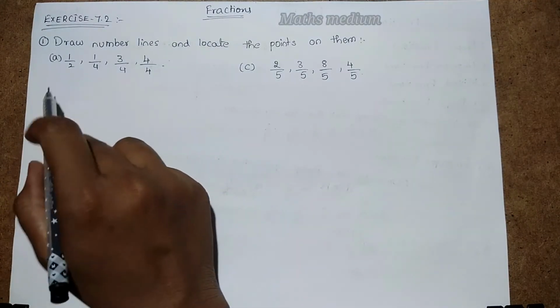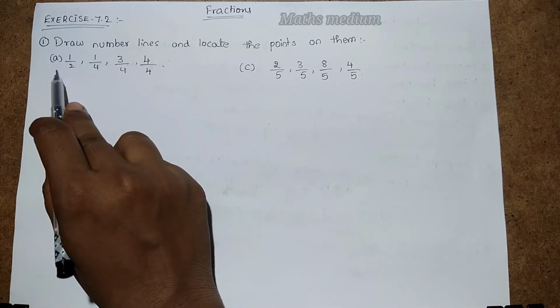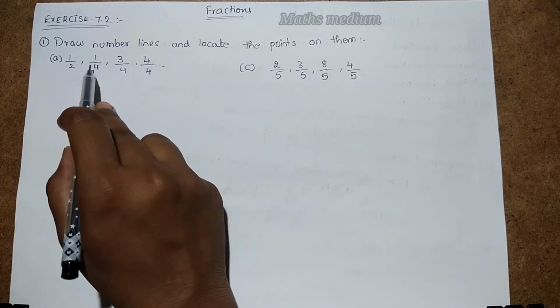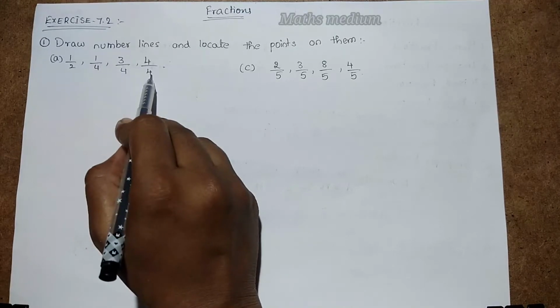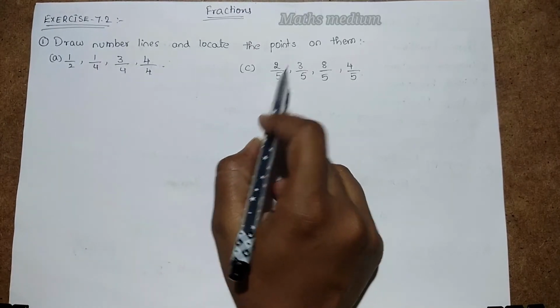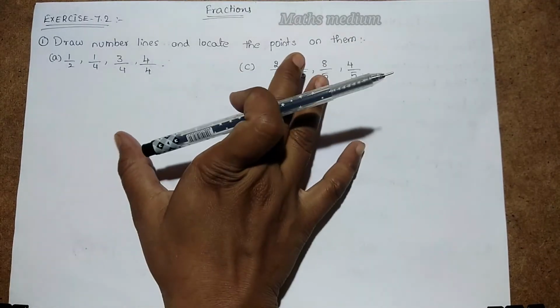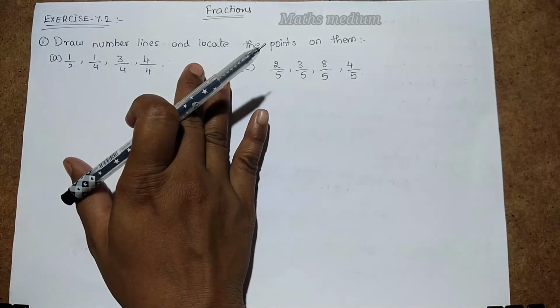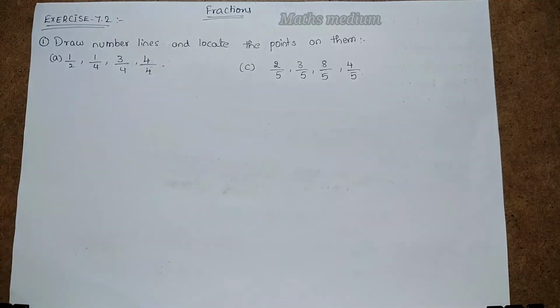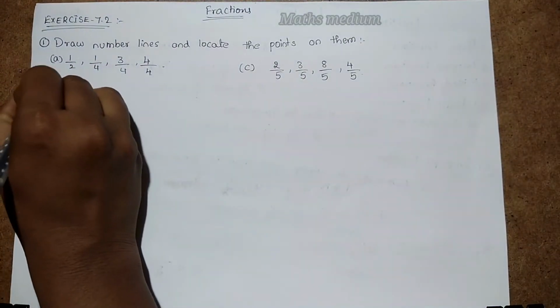Now coming to the question. Part A: 1 by 2, 1 by 4, 3 by 4, 4 by 4, and part C: 2 by 5, 3 by 5, 8 by 5, and 4 by 5. Here are some fractions, so we have to locate the points on a number line. Let's start with question A.